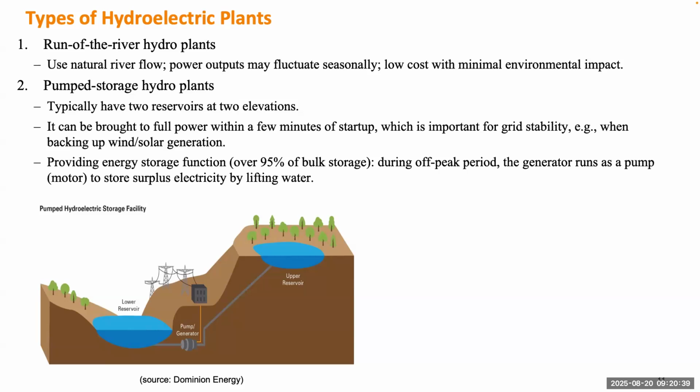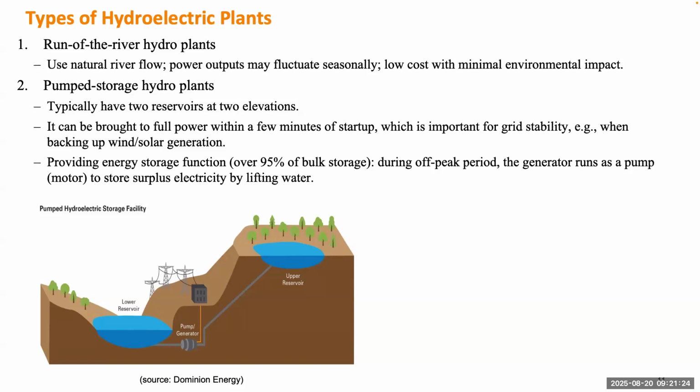When you need this generator to operate in generator mode, you just let the water flow through this channel to drive the generator, and it will generate electricity. For example, in the daytime during the peak hours. But in the late evening or early morning, if you don't need that much electricity and your network has excess electricity, you can use that electricity to operate in pump mode and pump the water up to this reservoir to save the electricity as energy. So it can behave as energy storage.